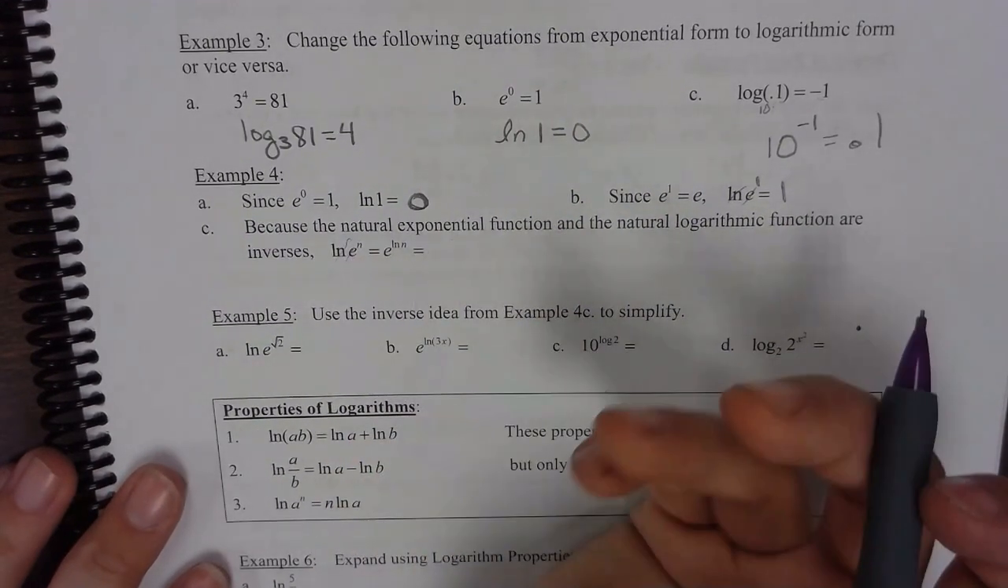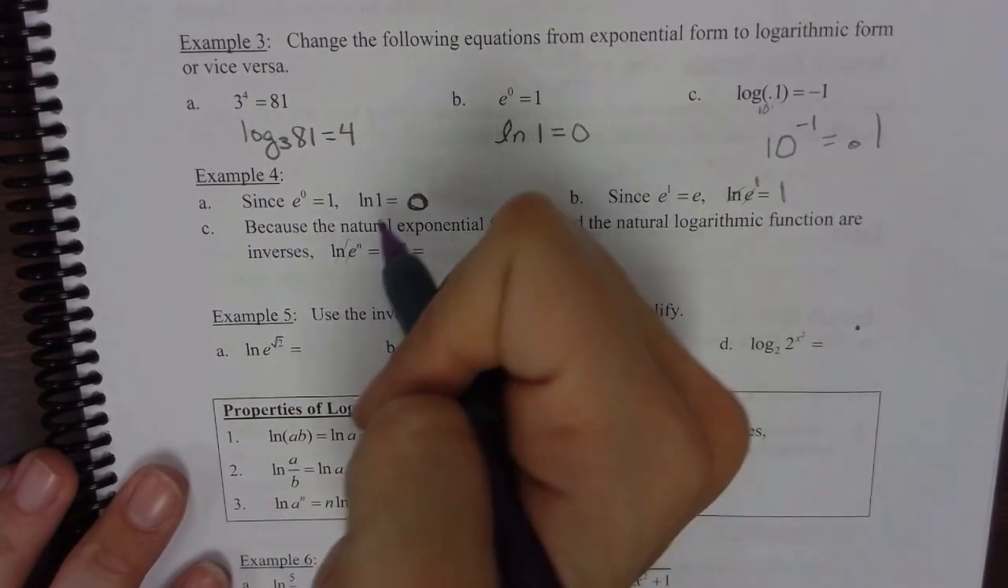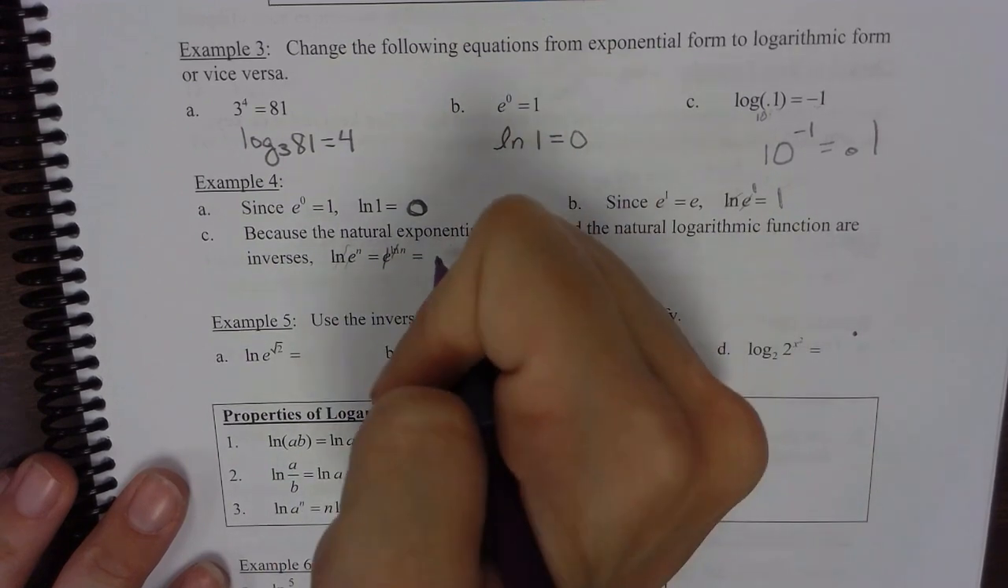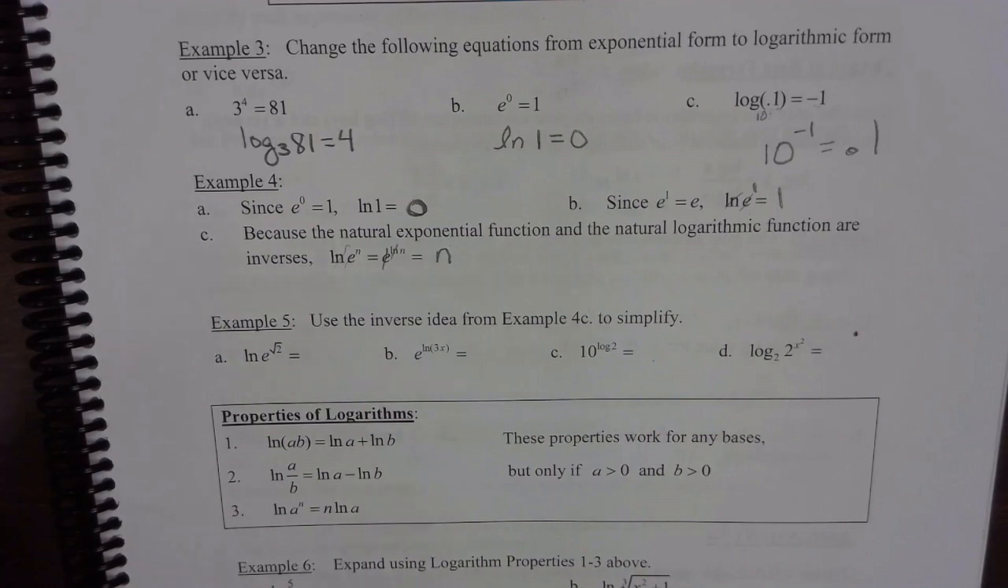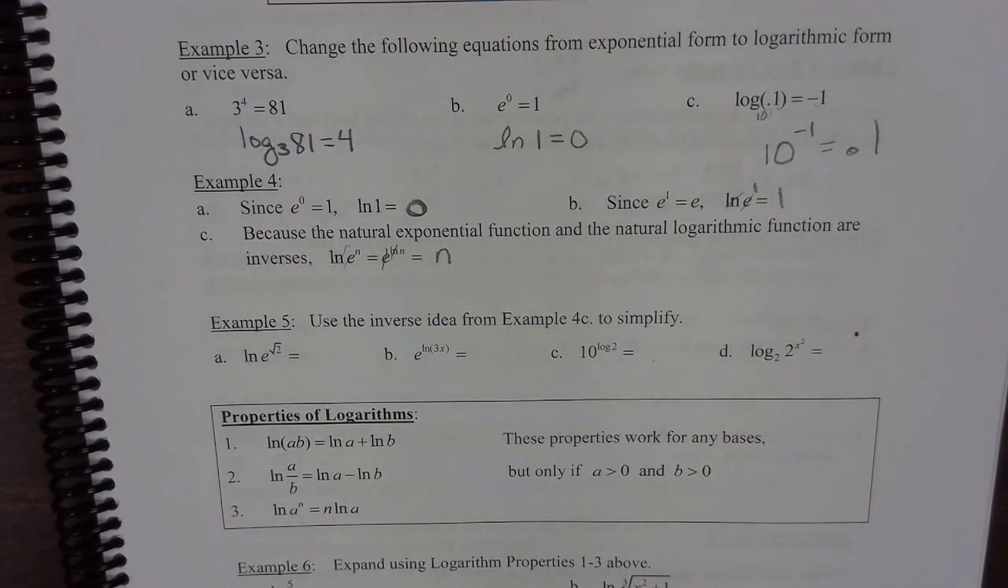ln and e cancel, leaving us n. Same thing on this side. e and ln cancel, so the answer is just that exponent. This is a good way to get our exponent down to a level that we can solve, and eventually we're going to do that.